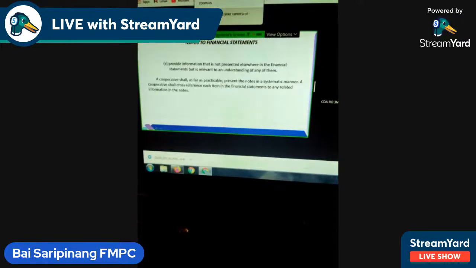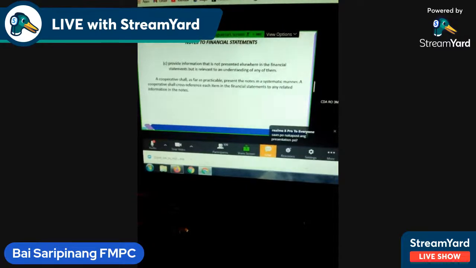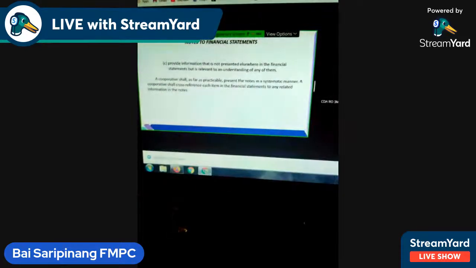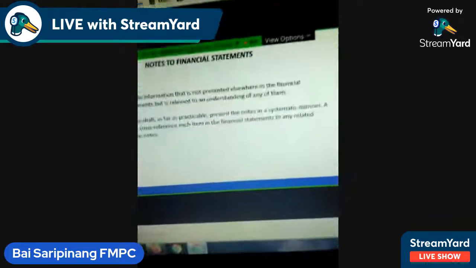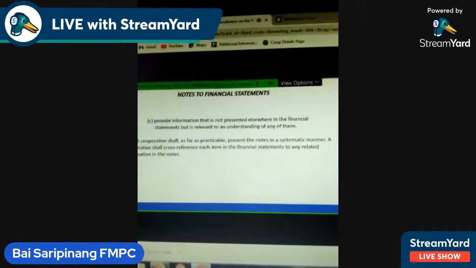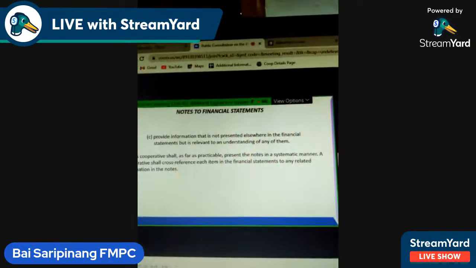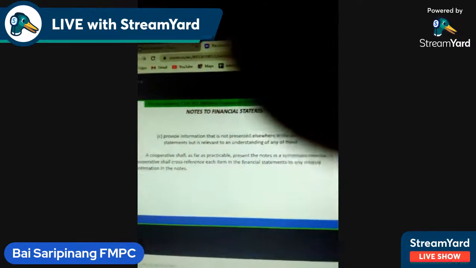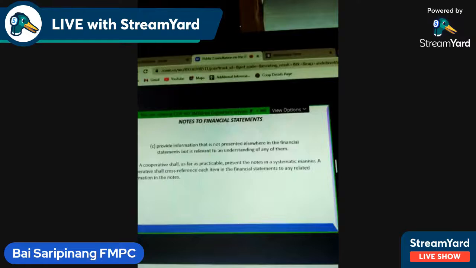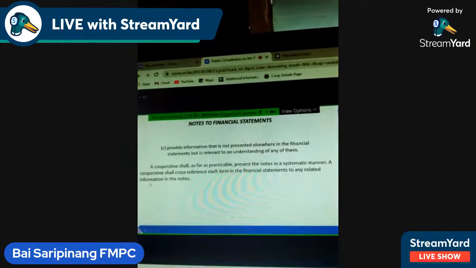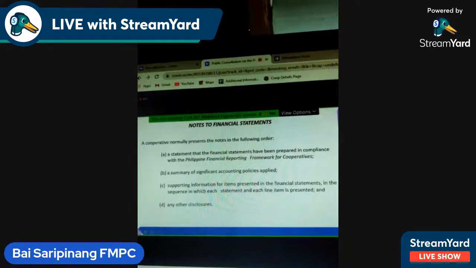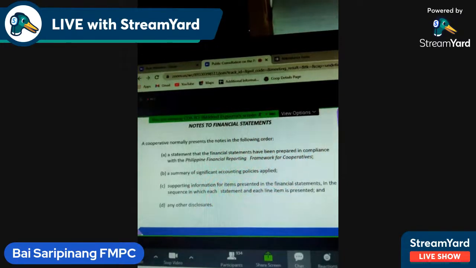Another one is the provision of the information that is not presented elsewhere in the financial statements, but is relevant to the understanding of any of them. So, a cooperative, as far as practicable, needs to have cross-references of each item in the financial statement to any related information in the notes. Meaning to say, we need to be consistent. The notes might differ from what is presented in your statement of financial condition or operation. So, a cooperative normally presents the notes in the following order.